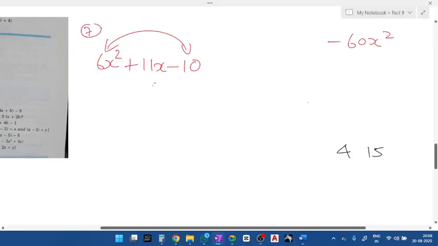What's the sign before 11? What's the sign we have? Where should I put plus, for 4 or 15? Which is greater, 4 or 15? So tell me which sign should I put for 4? Minus. Are we getting minus 60? Very good. 6x square minus 4x plus 15x minus 10.